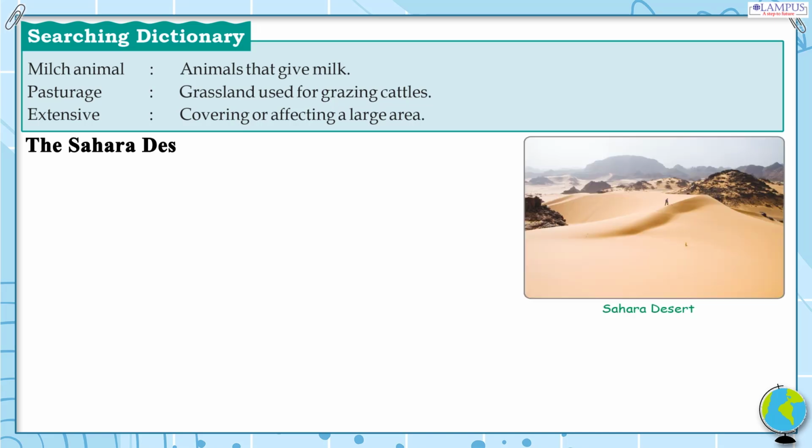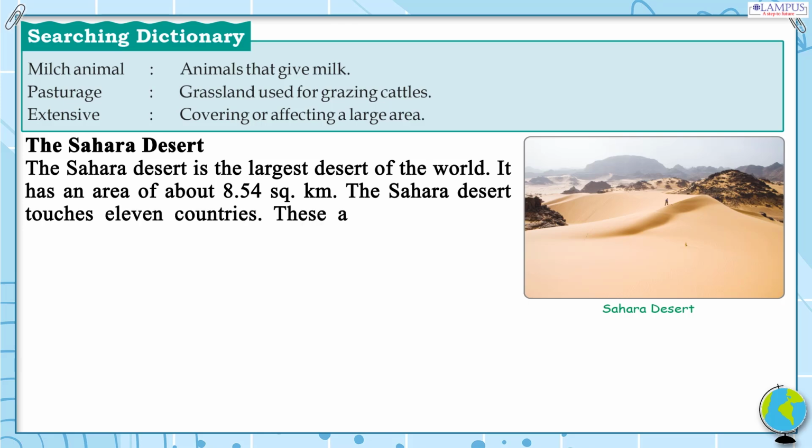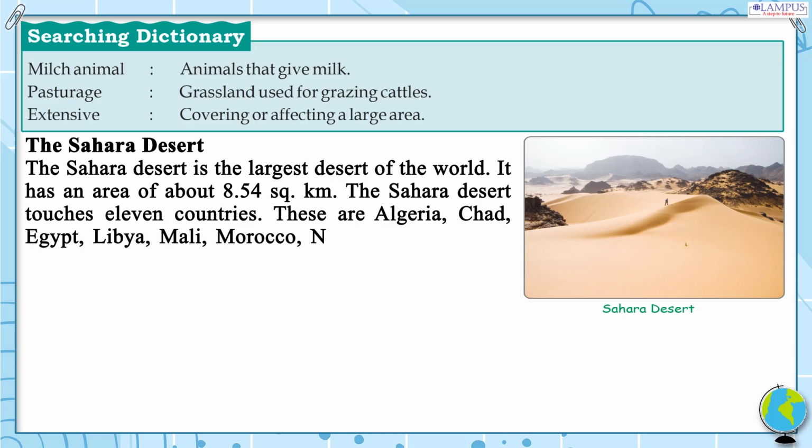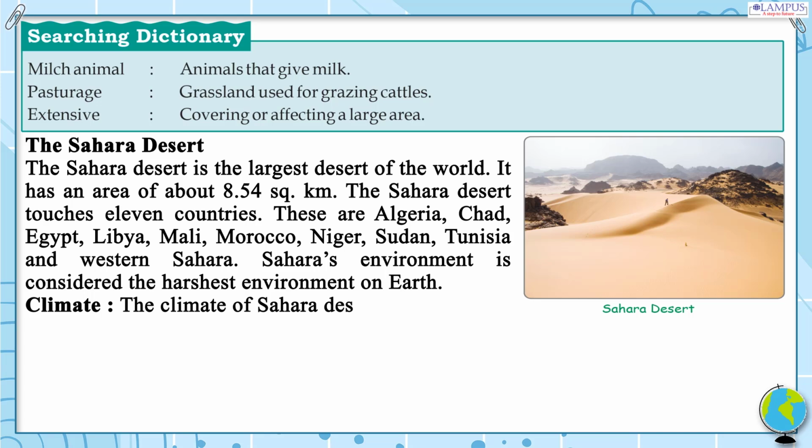The Sahara Desert. The Sahara Desert is the largest desert of the world. It has an area of about 8.54 million square kilometers. The Sahara Desert touches 11 countries. These are Algeria, Chad, Egypt, Libya, Mali, Morocco, Niger, Sudan, Tunisia and Western Sahara. Sahara's environment is considered the harshest environment on Earth.